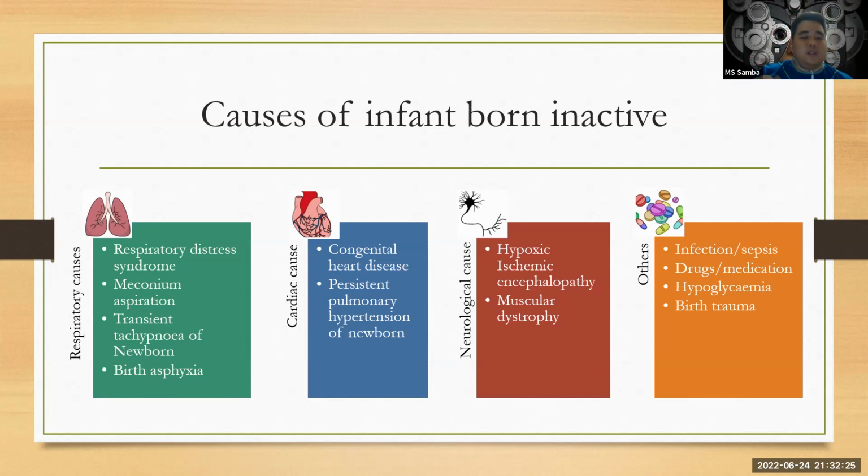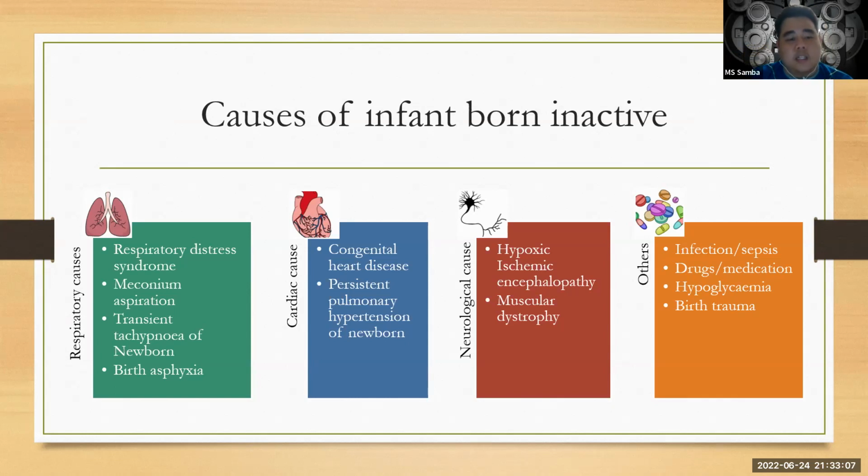In respiratory causes, it may be due to respiratory distress syndrome, or another name, hyaline membrane disease, which usually happens in a child born premature, where there is reduced production of surfactant, which impairs the respiration of the child. The second one is meconium aspiration, when the liquor is stained with meconium, or fecal matter of the baby, and when the baby ingests the liquor, it will obstruct the respiratory tract.